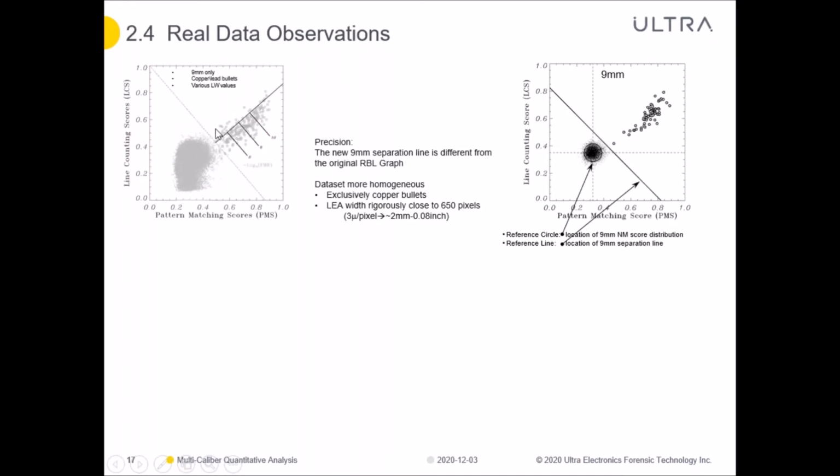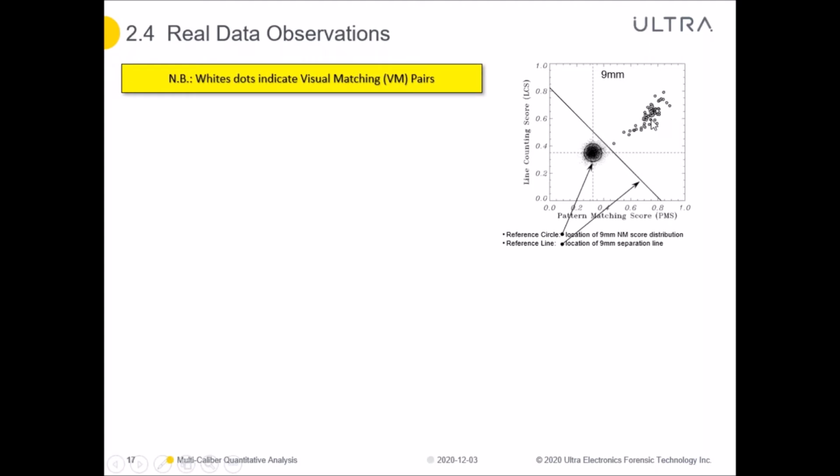And the reason is quite simple. At that time, my only criterion was using 9mm bullets, which means that the dataset probably had lead and copper bullets, and we had various leeward values. In this case, the dataset is way more homogeneous, and I only have copper bullets. And as I told you, we chose the leeward that were rigorously the same, which is about 650 pixels. Here's a little detail: we have a resolution of 3 microns per pixel, which corresponds to a leeward of 2 millimeters or 0.08 inches.